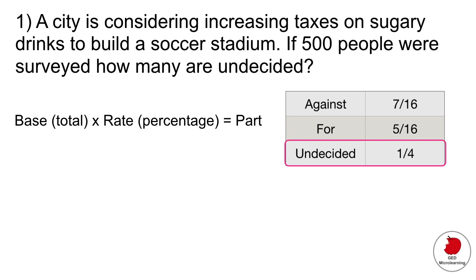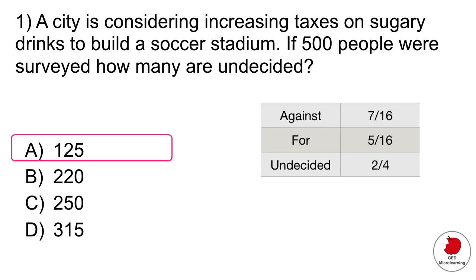Okay, we can change that to a percentage. So 1/4 is 25%, or in decimal point, 0.25. And the total number of people surveyed was 500. So you would just multiply 500 times 0.25. That gives you 125. Okay, that's the number of people that were undecided.